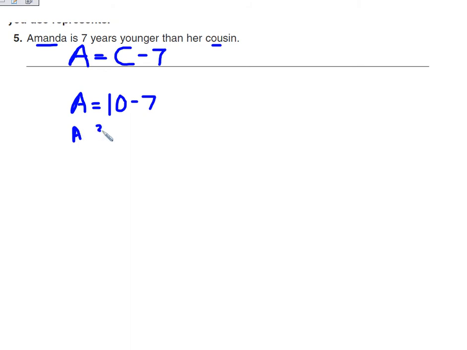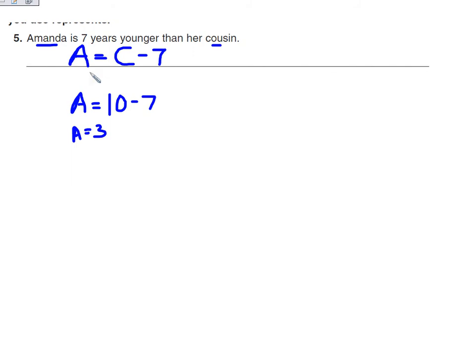Now, does that make sense? Amanda's 7 years younger than a cousin who's 10. 7 years younger than 10 is 3. So 3, 4, 5, 6, 7, 8, 9, 10. 7 years younger. You can count it and check it with some simpler numbers. So A equals C minus 7. I've seen a lot of people write it the reverse way, but if you plug in the numbers and find out that the way you have your equation written, Amanda turns out to be older, I need to rethink my equation.